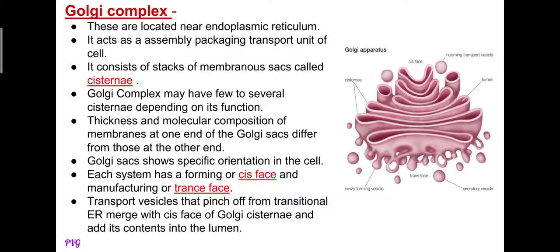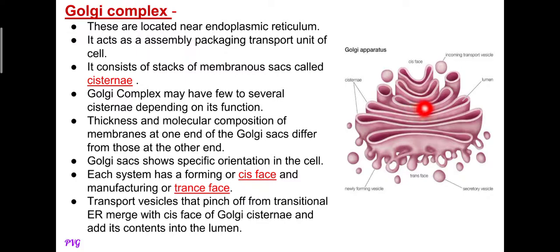This Golgi complex is located near the endoplasmic reticulum in the cell. It acts as a packaging and transport unit of the cell and consists of a number of stacks of membranous sacs called the cisternae. See in the diagram, these are the cisternae. That means this tubular part is known as the cisternae. It is of different size and shape. There are few to several, and it depends on the function of the cell or the function of that organelle.